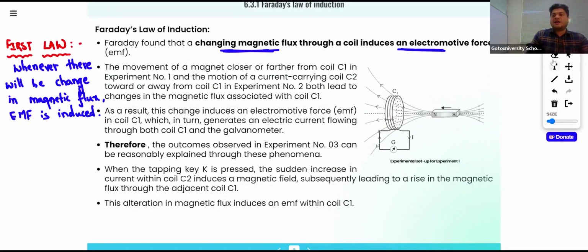These laws can be asked for 2 marks. There are 2 laws, na? First and second one. For explaining the first and second one with their mathematical description, you can get the 2 marks. Okay, now the second one.